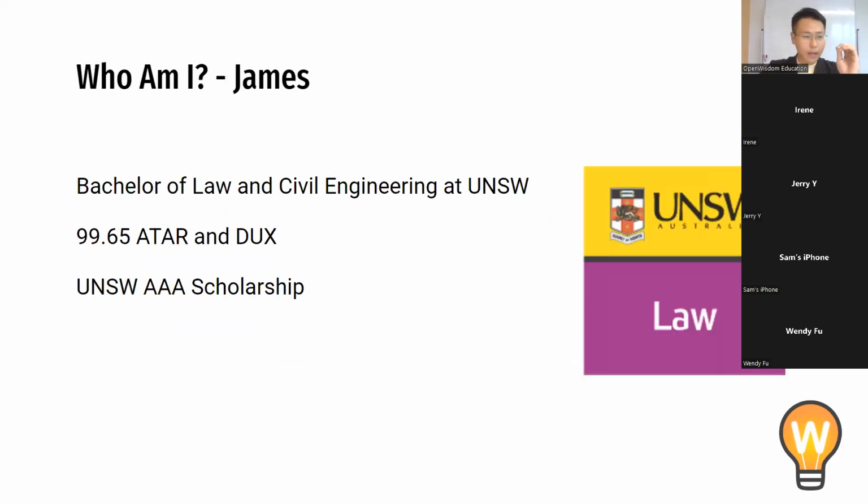Before we continue, I would like to do a very quick introduction about myself. Some of the parents and students might be wondering, who is this crazy person talking at this stage? So my name is James. I did a combined law and civil engineering degree at UNSW. I achieved an ATAR of 99.65 and I was the dux of my school. And then I also achieved a AAA scholarship from UNSW.